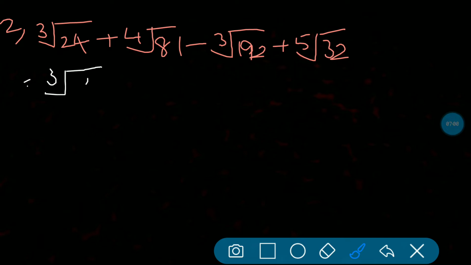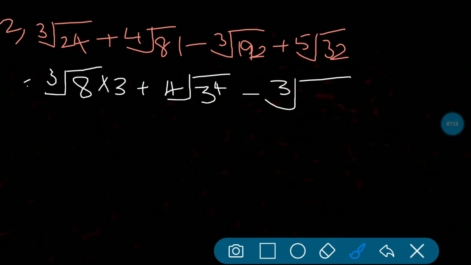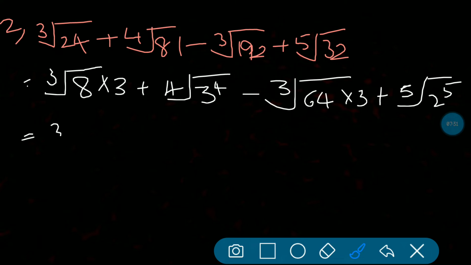Now how can 24 be written? 8 into 3 plus fourth root of 81, right? 81 can be written as 3 power 4, minus cubed root of 192 can be written as 64 into 3, plus 32 can be written as 2 power 5. Clear? Now what we are going to do?